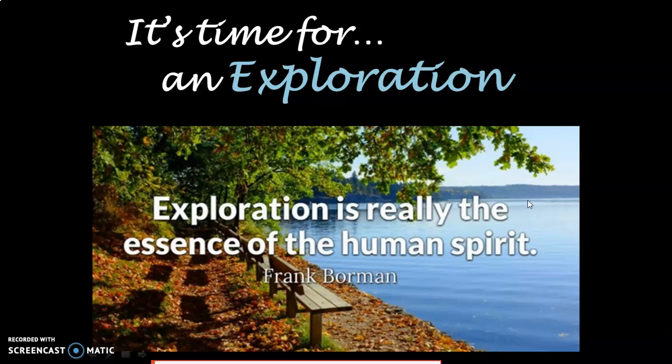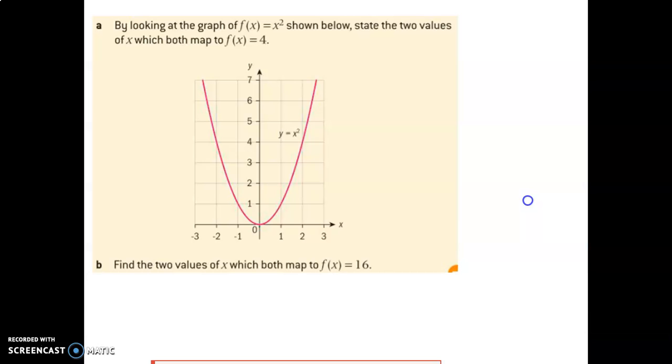Now it's time for a little exploration. You will need Desmos for this, but let's begin without Desmos looking at this first. We have a graph of f of x = x squared. So we have a basic parabola, x squared. You can see it here.